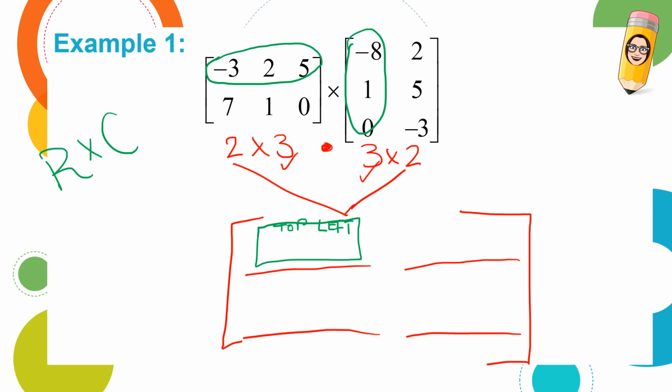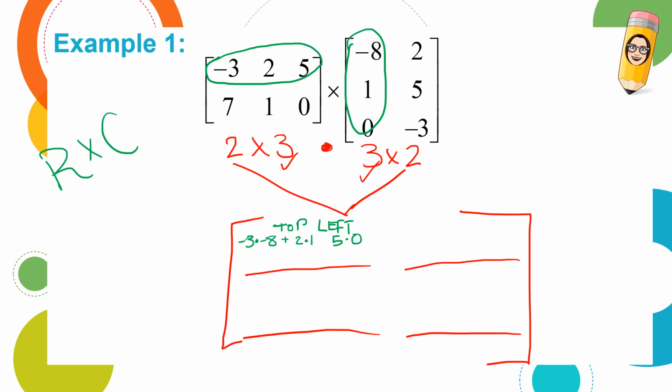So here's how I'm going to show that work, okay? We're going to take matching pieces and multiply them, meaning I'm going to say -3 times -8. I'm going to take 2 times 1, and I'm going to take 5 times 0. Do you see how I did that? First value, second value, third value. So we multiplied.